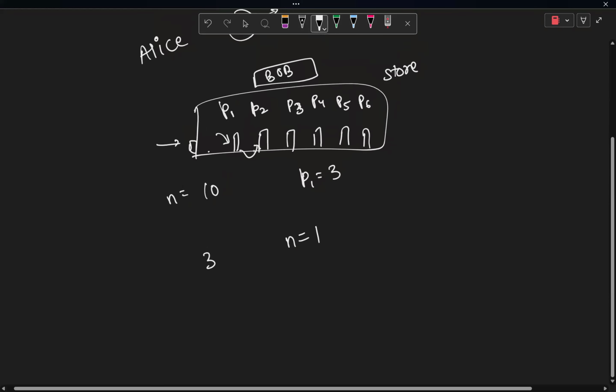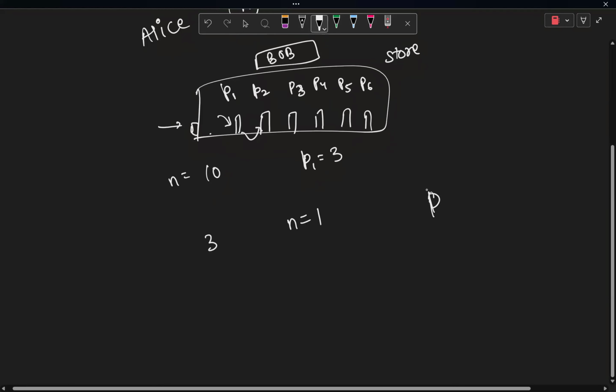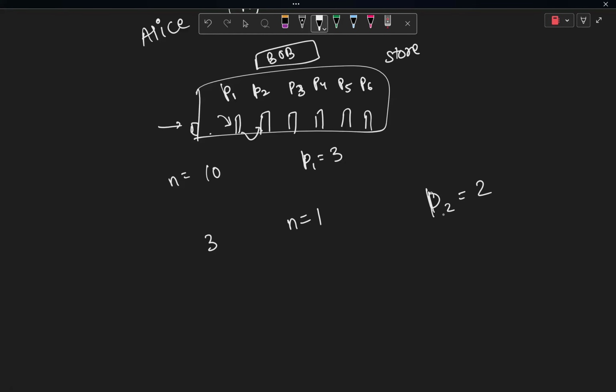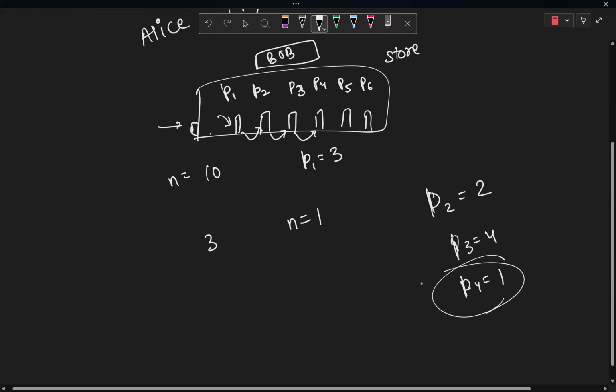Then she will go to the next stall and buy as many items as she can. Let's say the price on the second stall is 2. Then Alice cannot buy anything, so she will still have 1 rupee remaining and she will go to the next stall. There, let's say that P3 is equal to 4. Again, Alice cannot buy anything, so she will go to the next stall. Let's say P4 is equal to 1. So Alice will buy this item. She can buy only one item. So she would get 4 total items bought so far and n will become equal to 0.